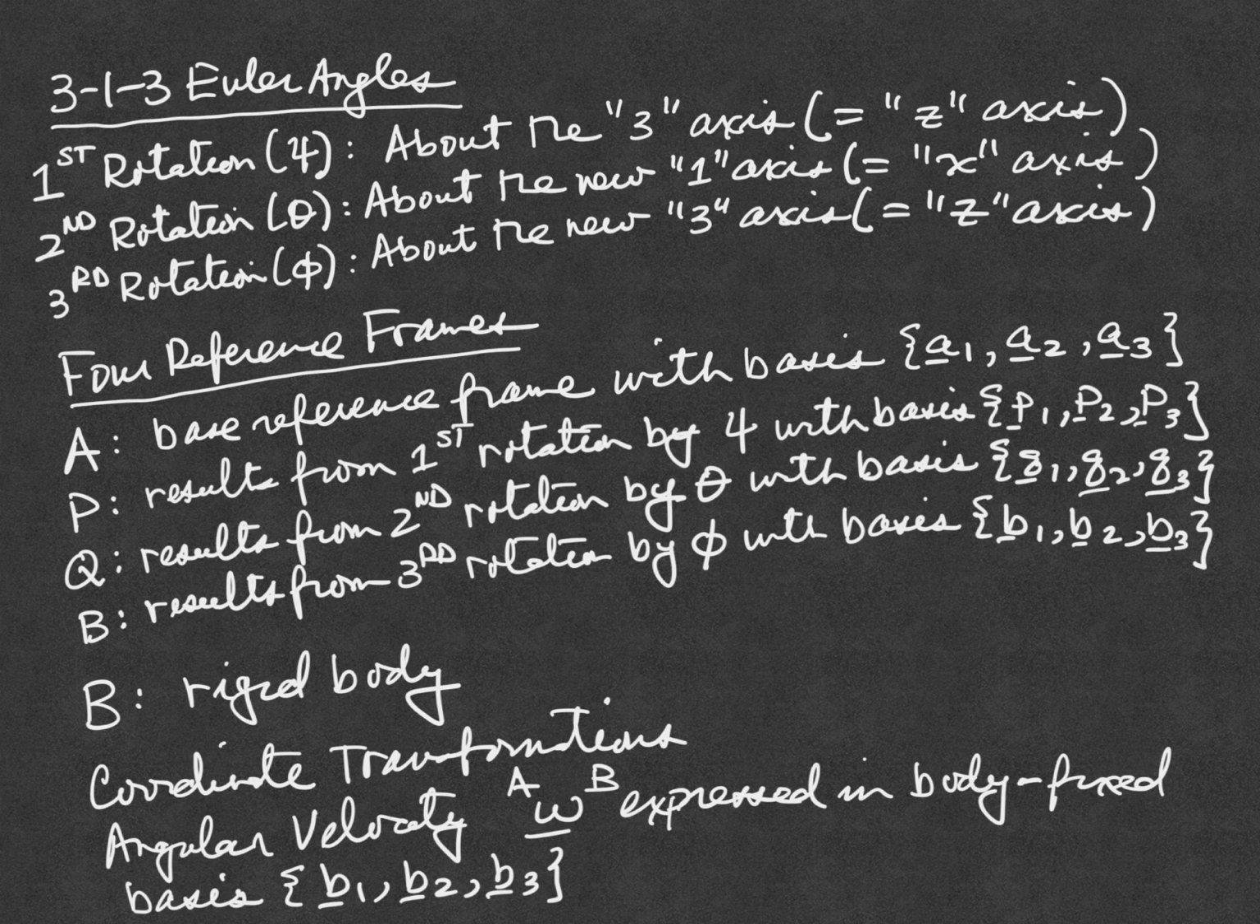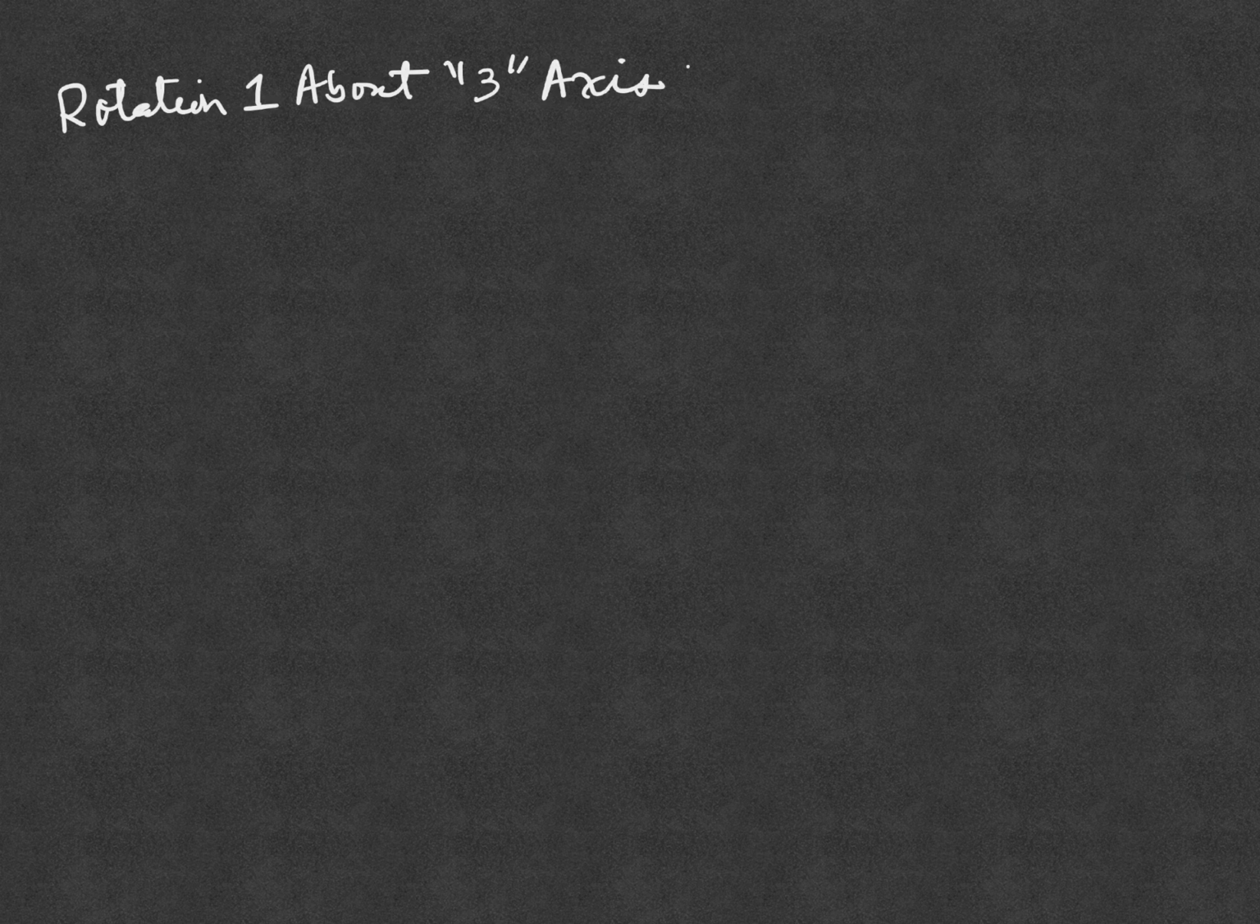In succession, I'm going to do each one of these rotations, and I'm going to draw 2-dimensional pictures because it's a lot easier to see what's going on in 2 dimensions than it is to see in one big 3-dimensional picture. So rotation 1 is about the 3-axis by the angle psi.